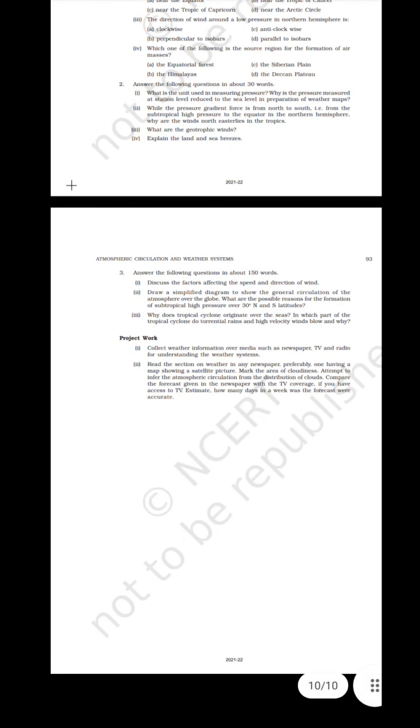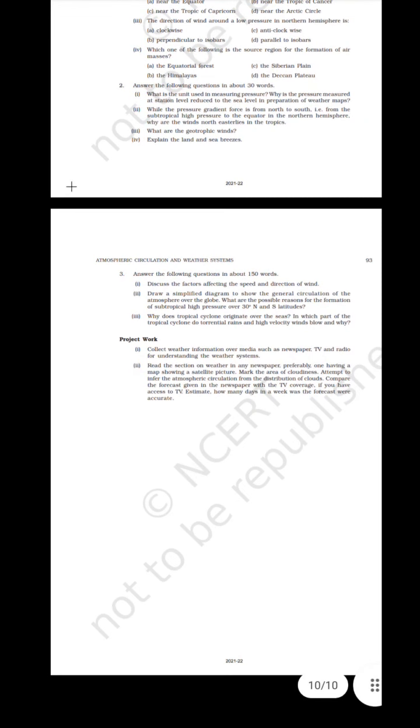Answer the following questions in about 150 words. Discuss the factors affecting the speed and direction of wind. Draw a simplified diagram to show the general circulation of the atmosphere over the globe. What are the possible reasons for the formation of a subtropical high pressure over 30 degrees north and south latitudes? Why does a tropical cyclone originate over the seas? In which part of the tropical cyclone do torrential rains and high velocity winds blow and why?